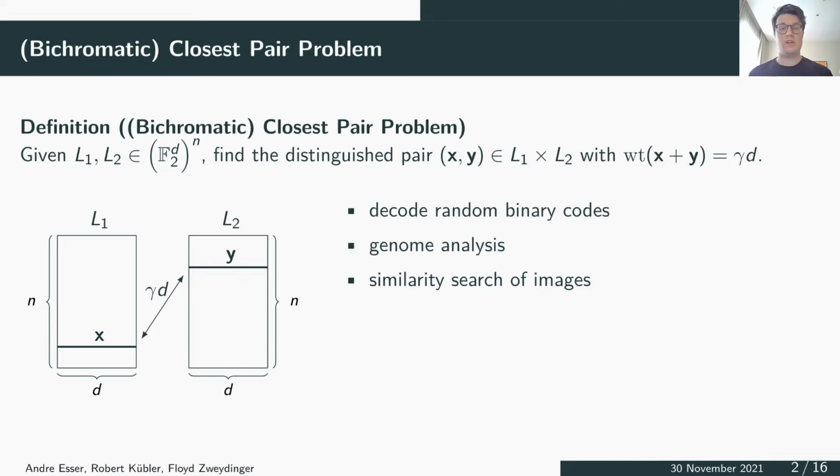This is actually a quite fundamental problem from theoretical computer science with numerous applications. For example, in cryptography or coding theory, we use it to decode random binary codes, in the field of bioinformatics in the form of genome analysis, or in the field of machine learning as similarity search of images. It's therefore important to have a look into the algorithms solving this problem.